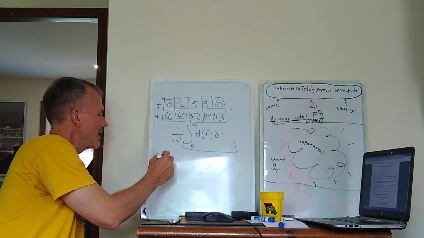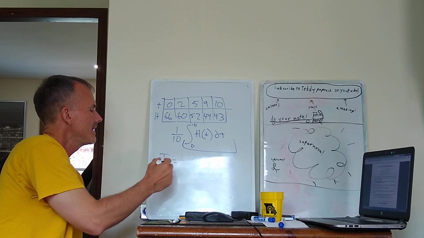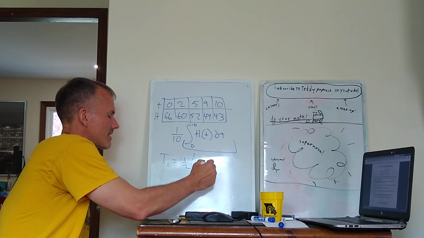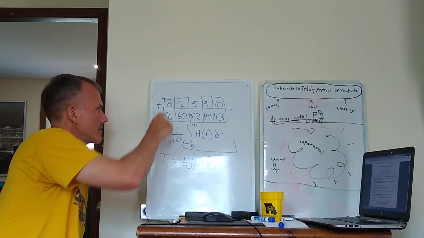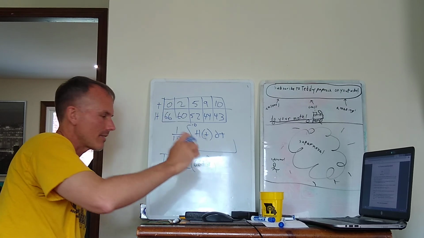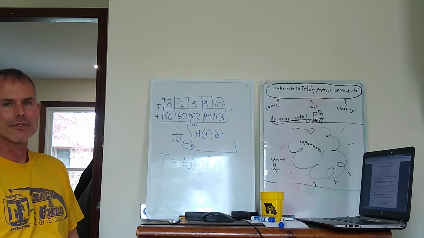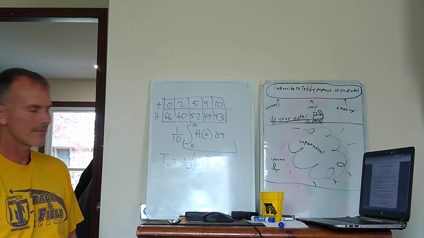So I'm going to write T sub 1, which remember is the area of the first trapezoid. It's going to be 1/2 times the sum of the bases, 66 plus 60, times the height of the trapezoid, which is 0 to 2. Remember, that's the horizontal distance there. So there is the area of my first trapezoid. All I have to do to find that area is a little bit of arithmetic.